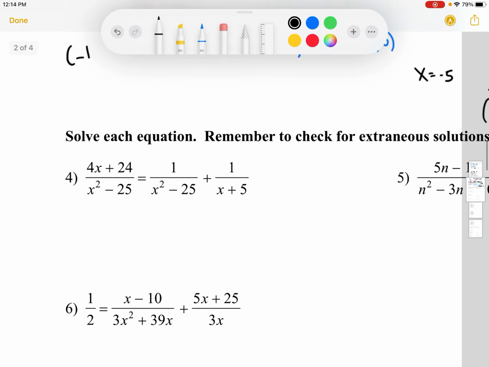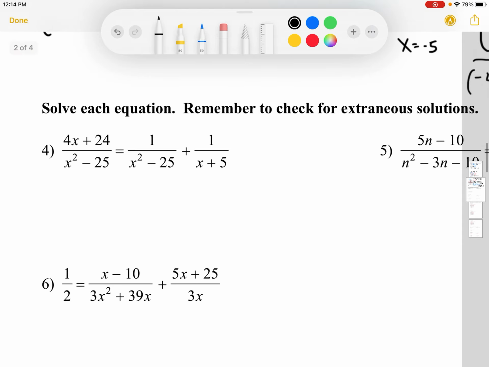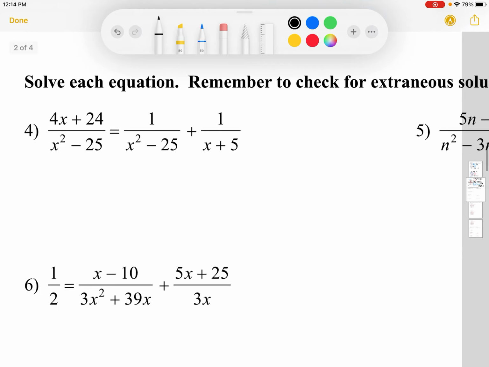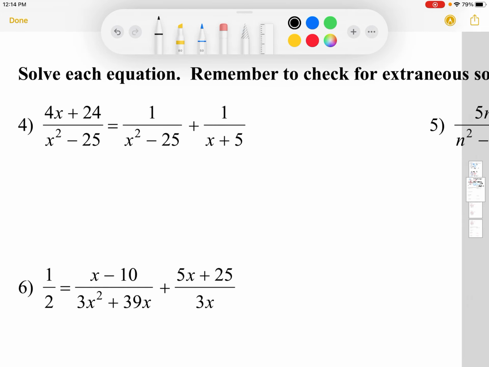Hi students, this is the second part of the Unit 3 study guide. We're picking up on solving equations, and then we'll do a third video for solving inequalities. So for solving an equation, we want to factor and multiply by our common denominators.